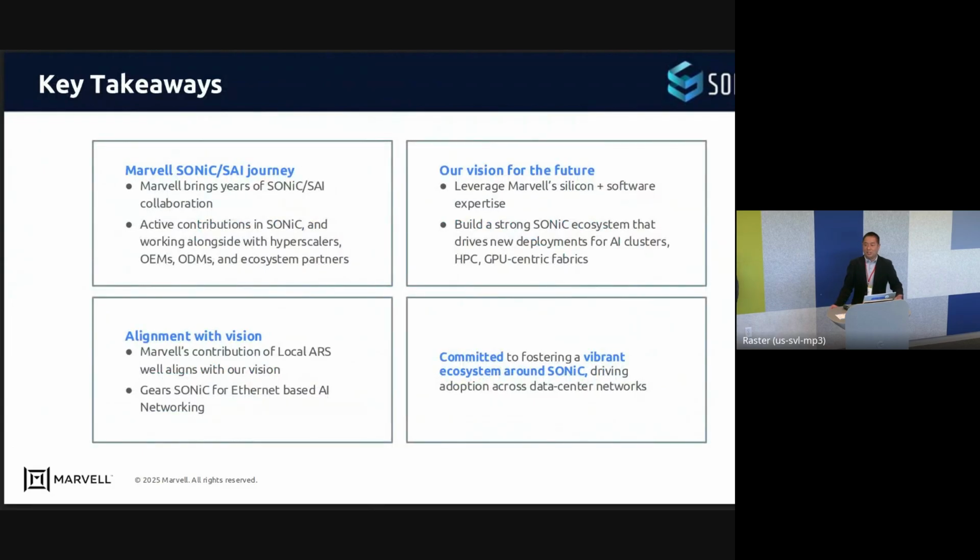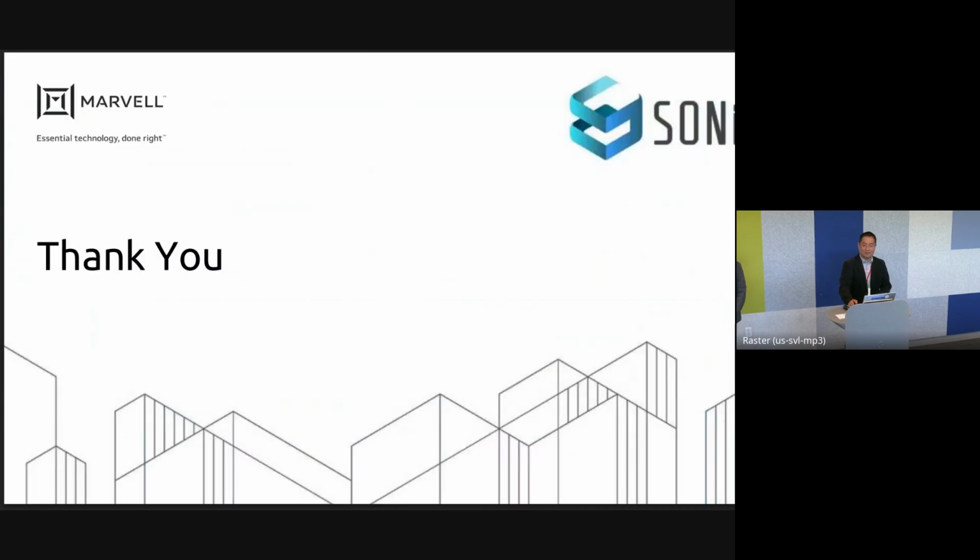And basically, as always, Marvell's been a key contributor to the community. We've been at it for years and years now, and we really wanted to make sure that the community is very vibrant. We want to push it forward and get it deployed at as many places as possible within the data center and AI/ML workloads. Thank you, everybody.